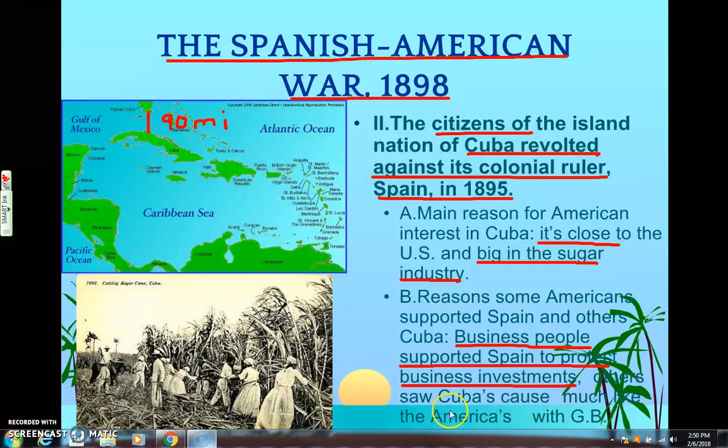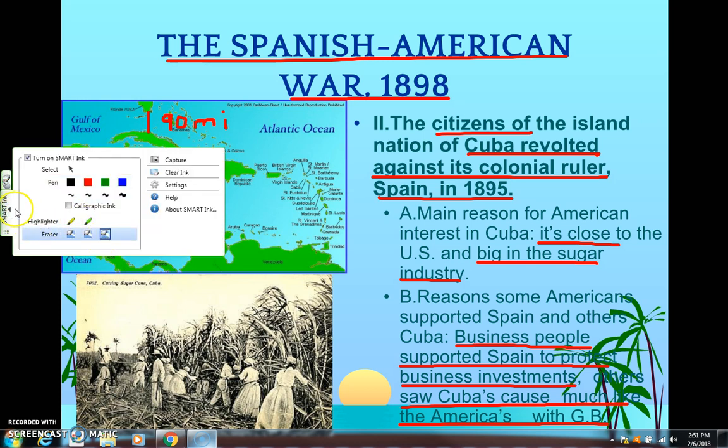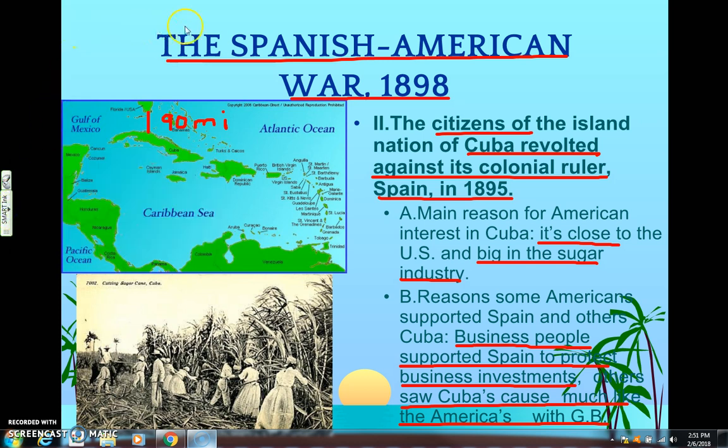The average American sees Cuba's cause as like our own with Great Britain. They see the Cubans as an oppressed people that are being put upon by a European colonizing force. And so the average American would have very much supported American involvement in Cuba to sort of free them from the oppressive Spanish.